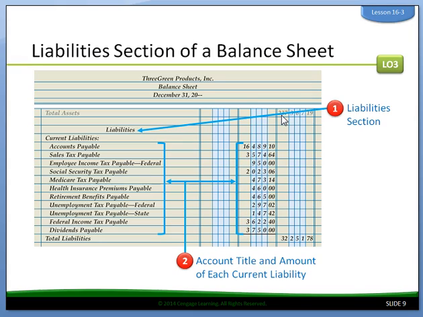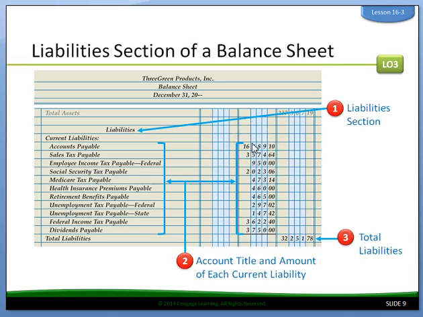Beginning on the next line, indent it a little bit, write the liability account titles in the order in which they appear on the adjusted trial balance. Write the balance of each liability account in the second amount columns. So these are just copies straight over from the trial balance.